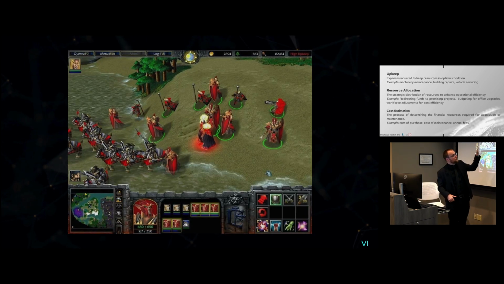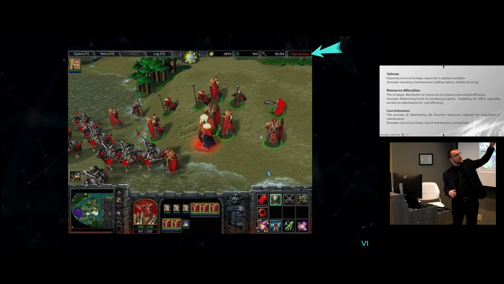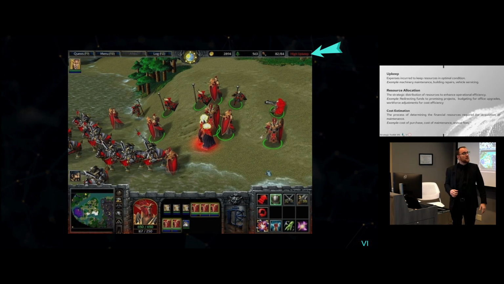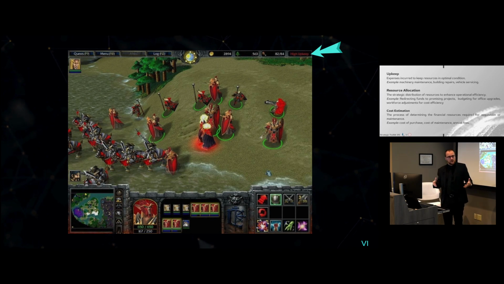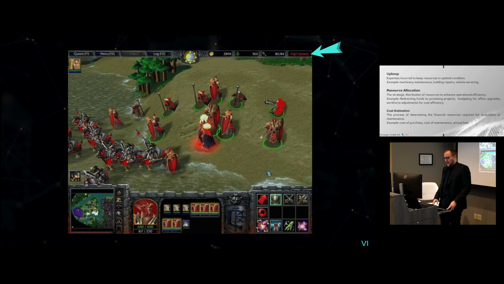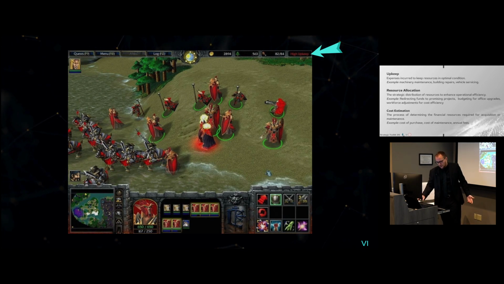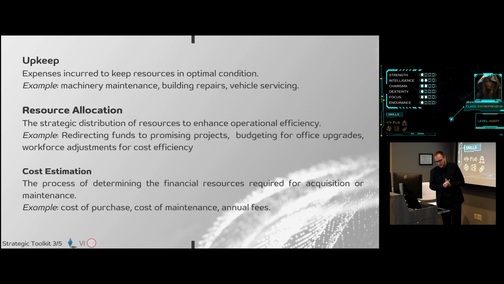But as soon as you build your army and you start to expand, your upkeep gets high. Because you have to feed that army, you have to provide them with shelter, food, and whatever. That is called upkeep. Same goes with your business.